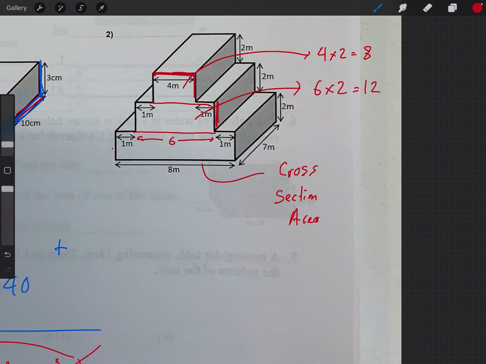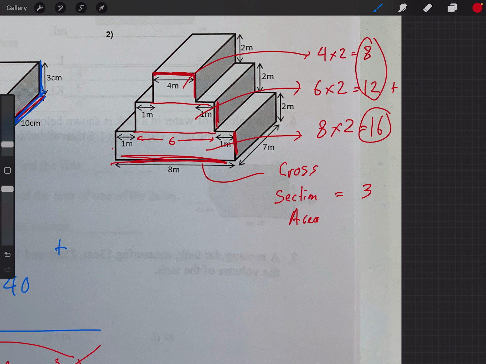And now for the last face, the bottom rectangle. You got an 8 by 2. So that face is 8 times 2, which equals 16. Alright. Now if we add them all up, 8 plus 12 is 20, 20 plus 16 is 36. So the area of the cross section is 36 centimeters squared.